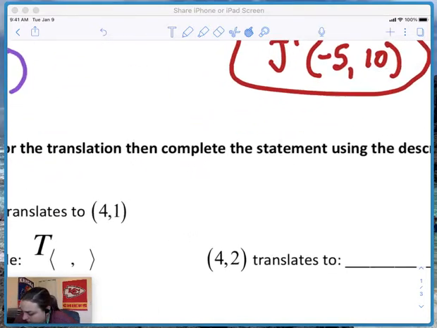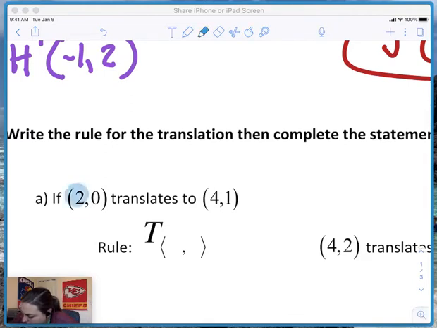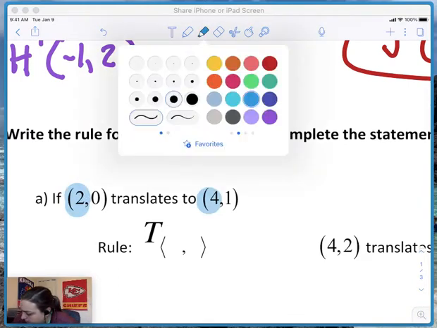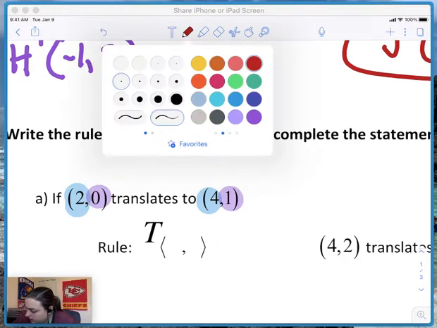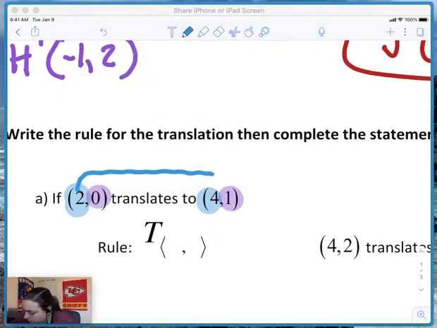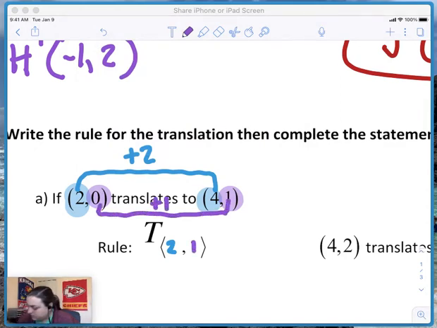So here we're going to compare A and we're going to compare B. Okay, so here, how did I get from 2 to 4? Well, the only way to do that is I'm going to add 2. So my translation rule for A is going to be 2. Here to get from 0 to 1, I know I'm going to add 1. So here my translation rule for B is 1.